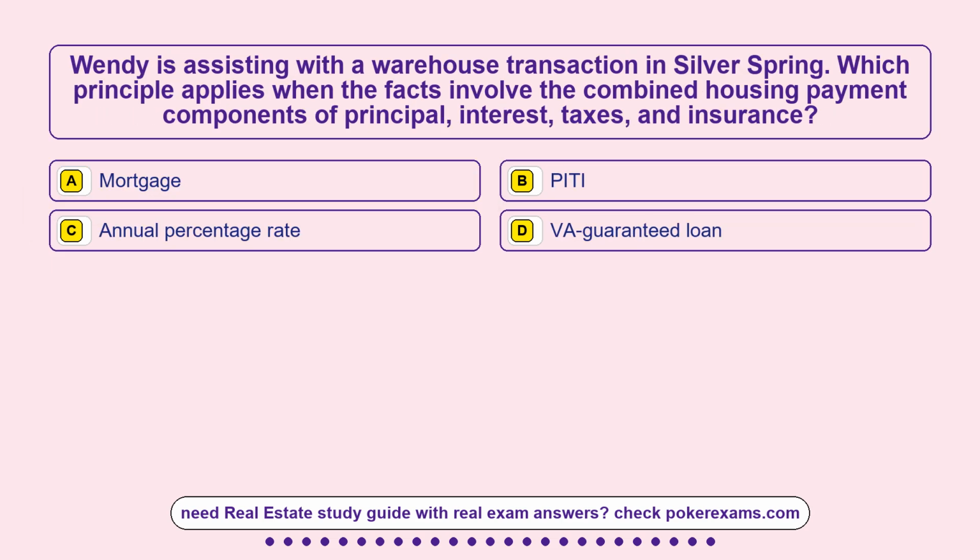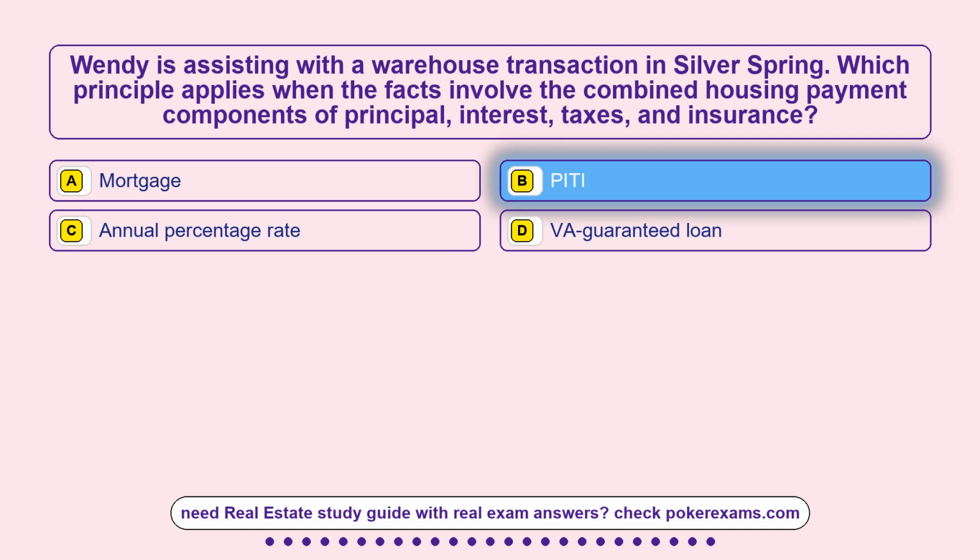Question 3. Wendy is assisting with a warehouse transaction in Silver Spring. Which principle applies when the facts involve the combined housing payment components of principal, interest, taxes, and insurance? Option A. Mortgage. Option B. PITI. Option C. Annual percentage rate. Option D. A VA-guaranteed loan.